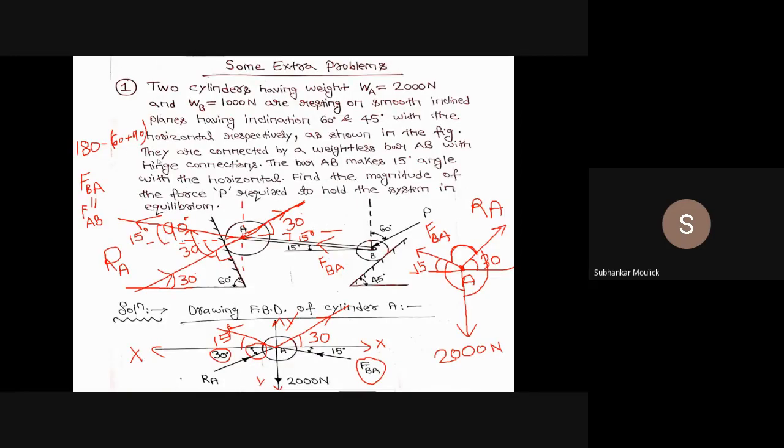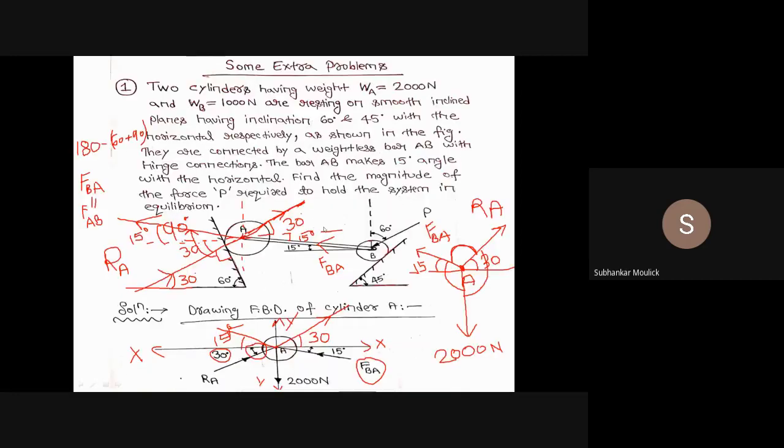If we take the first and the second as a combination, I can write 2000 divided by sine 135 is equal to FBA by sine 120. Then FBA becomes 2000 into sine 120 divided by sine 135. If you solve this expression, you will get the value of FBA to be 2449.48 Newton. If in the question it has been told to also find the force exerted by the bar, then this is your answer.